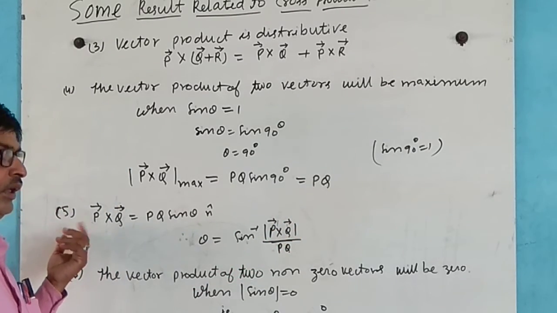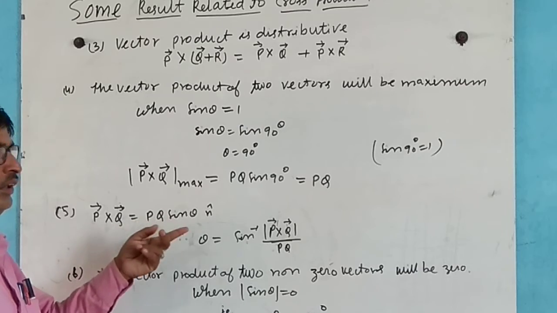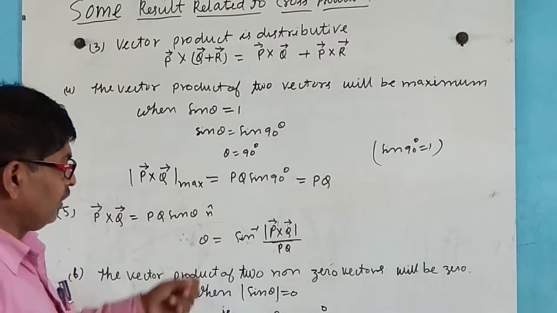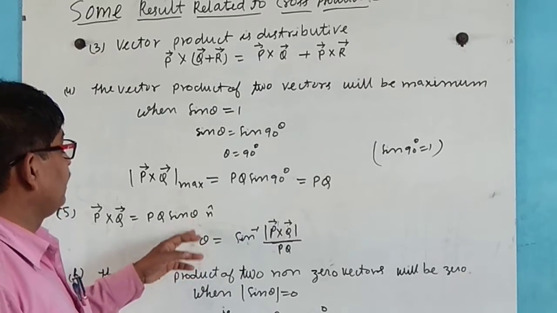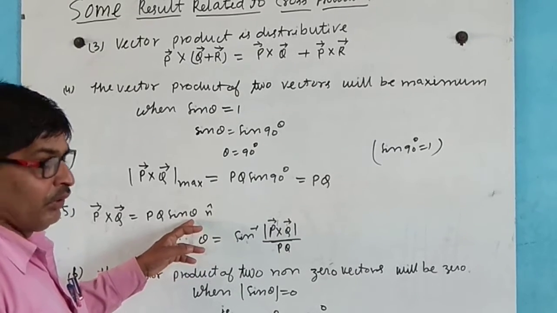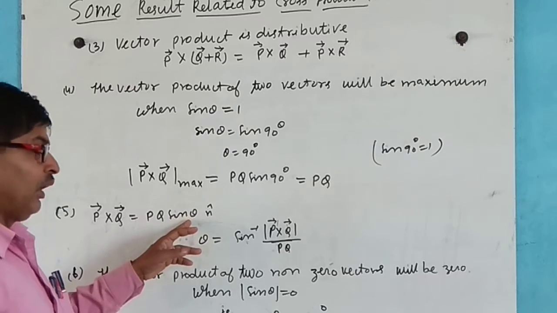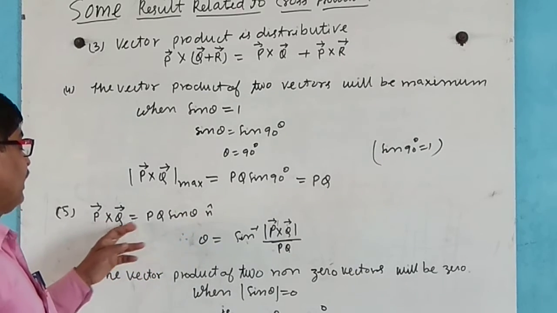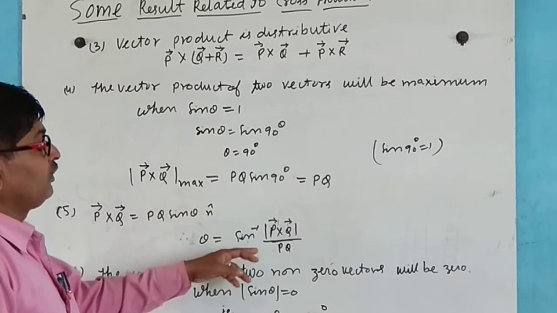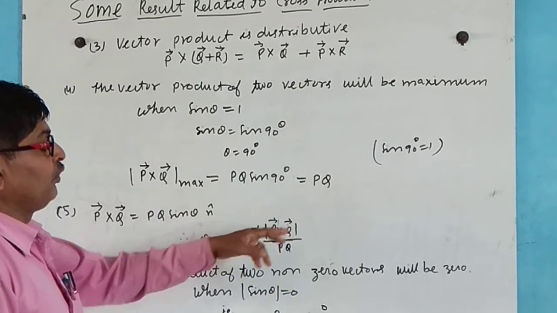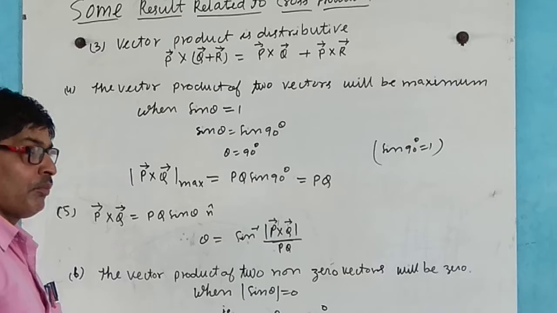Now P cross Q is equal to PQ sin theta times the unit vector n. Then we can calculate the angle theta between both the vectors: sin theta is the modulus of P cross Q divided by PQ, and theta is sin inverse of the modulus of P cross Q divided by PQ.